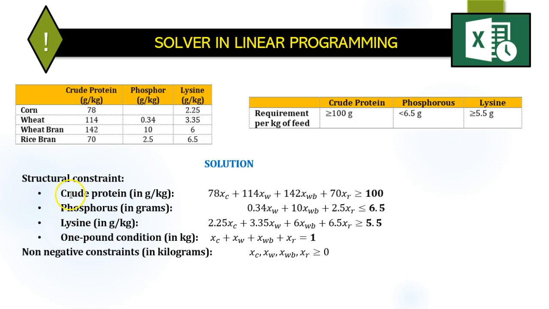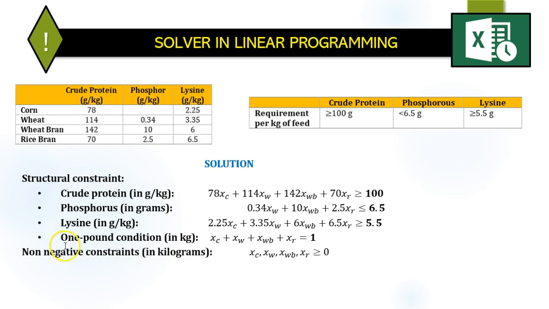For example, for crude protein, corn provides 78 grams, wheat 114, wheat bran 142, and rice bran 70. And the combination of the four products must be greater than 100, which is the lower limit for crude protein. And in a similar manner, we follow the same criteria for the other two constraints.